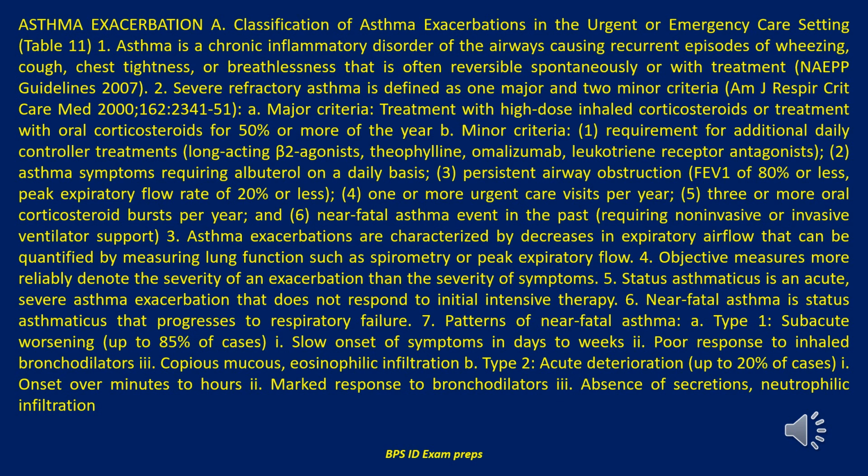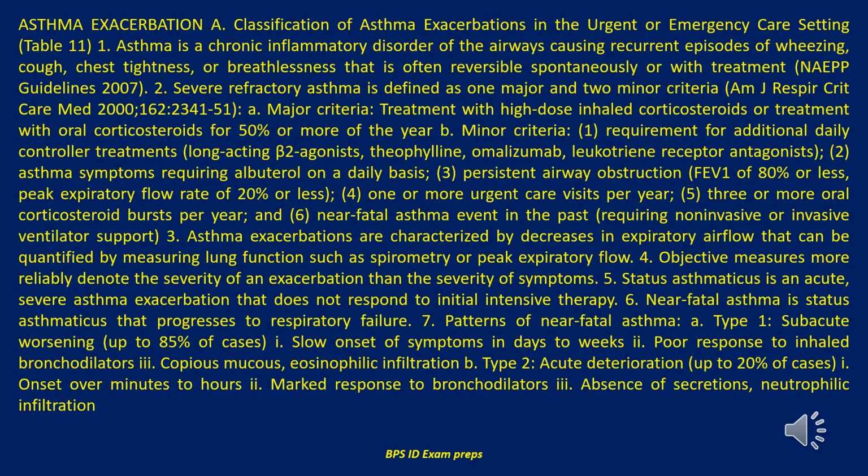7. Regarding the patterns of near-fatal asthma, A. Type 1 refers to subacute worsening, accounting for up to 85% of cases. 1. It has a slow onset of symptoms over days to weeks. 2. It has poor response to inhaled bronchodilators. 3. Copious mucus and eosinophilic infiltration are present.